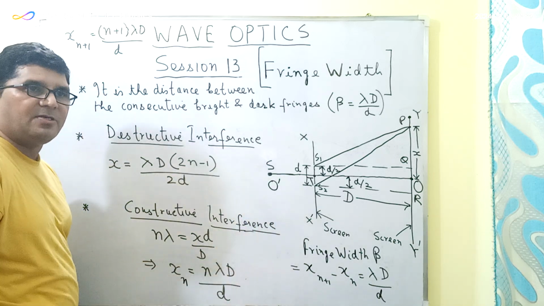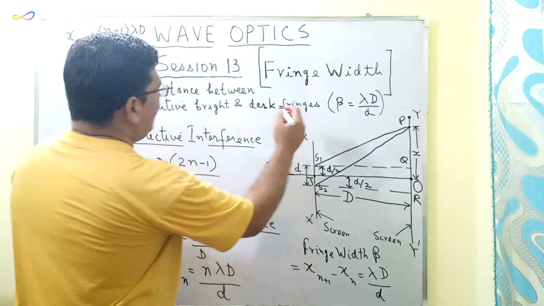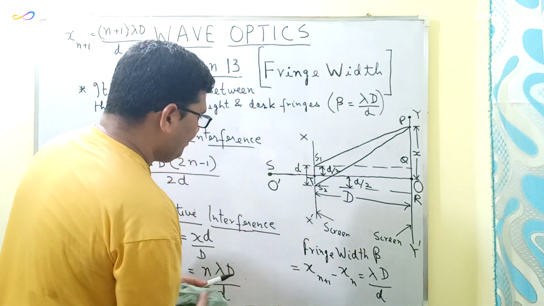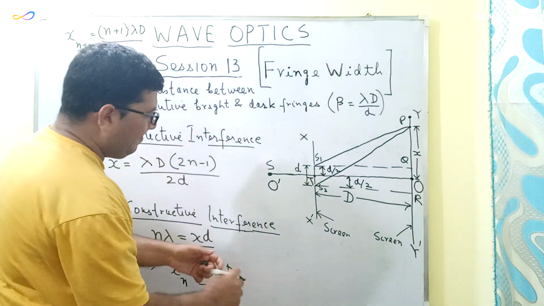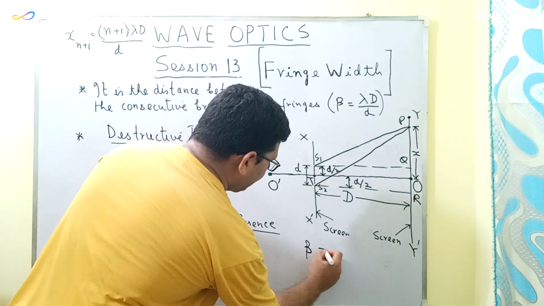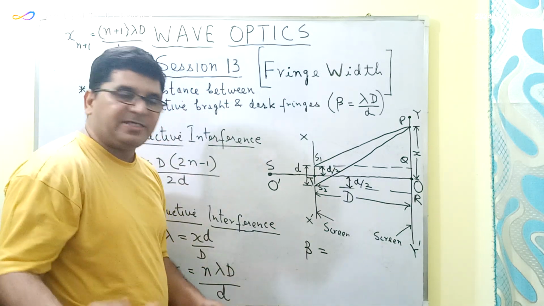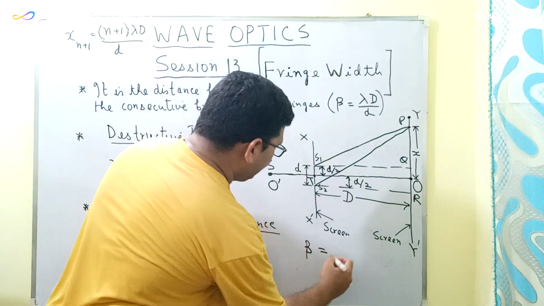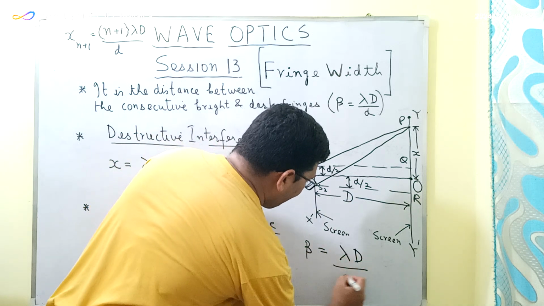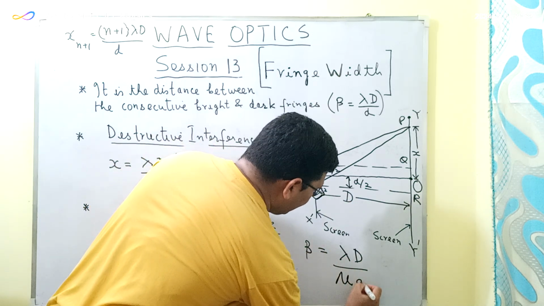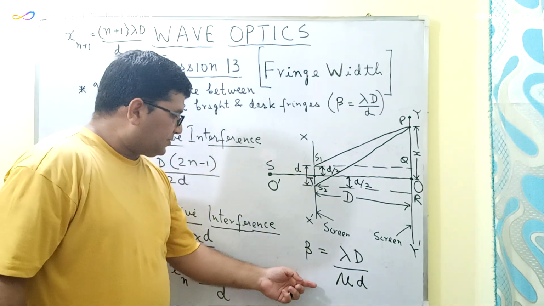Now if this entire experiment is submerged in a medium of some refractive index, say mu, then the fringe width will be given by lambda D divided by mu into d, where mu is the refractive index of that medium.